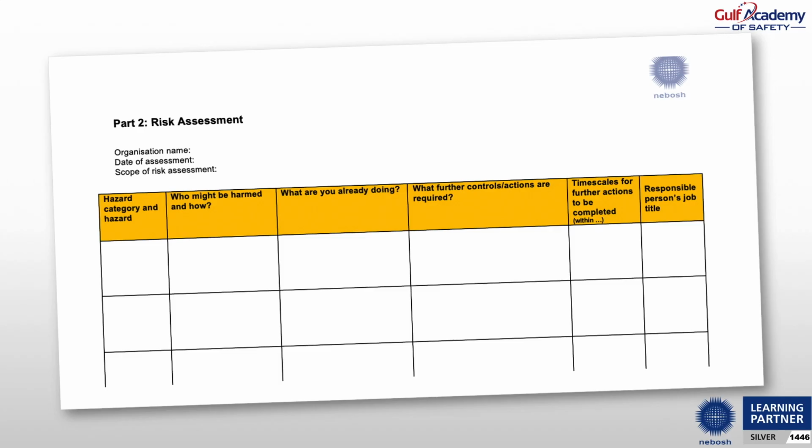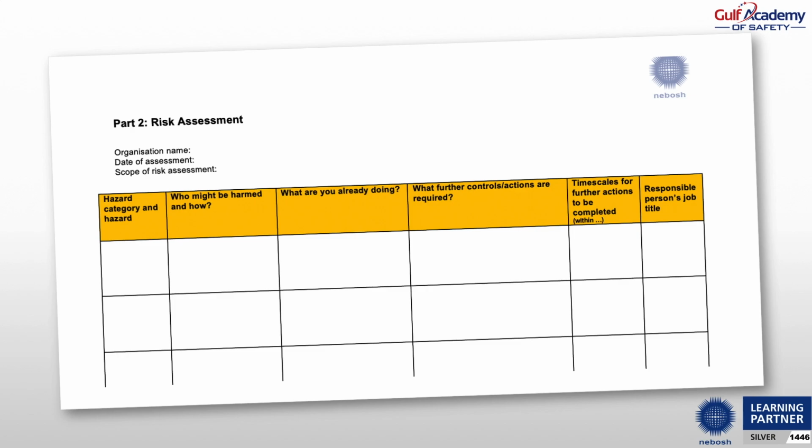This is how the risk assessment form looks like. It needs to be completed by carefully reading and following the NEBOSH guidance. Start by putting the organization name, risk assessment date and risk assessment scope, where the assessment was carried out, in the relevant places at the top of the form.